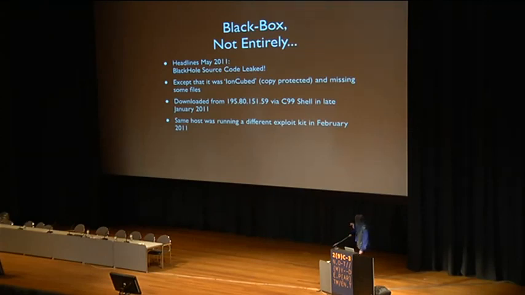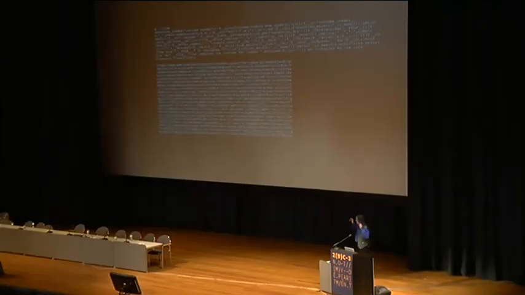I'll explain ionCube in a sec. The other funny thing was that this same host was running a different exploit kit the next month, so I guess they gave up on BlackHole. So basically, ionCube is a copy protection scheme that takes your PHP and turns it into something that looks like this, which is kind of intimidating, but it's actually not all that difficult to decode back into this.